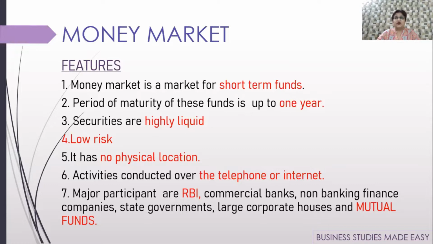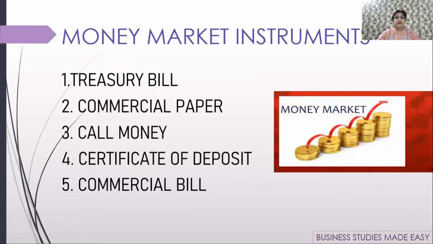Similarly, money market does not have any physical location. And most of the activities are either conducted through the telephone or through the internet, like we buy goods online through the internet. And the major participant here is RBI. There are banks also, but the major participant is RBI. And because of RBI, money market has a lot of credibility. And even mutual funds are being traded here. Now, there are 5 instruments in the money market: treasury bill, commercial paper, call money, certificate of deposit, and commercial bill. Now, let us study it one by one.